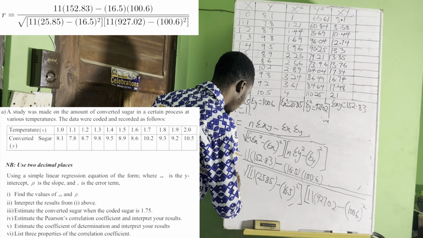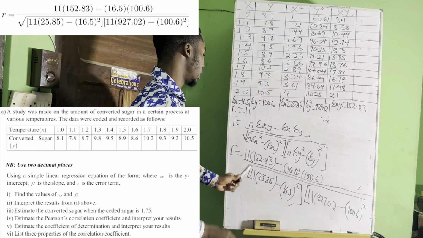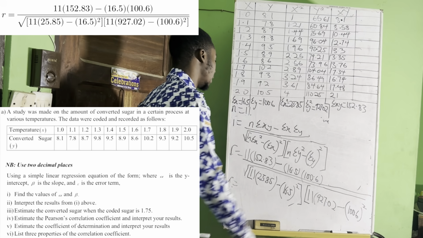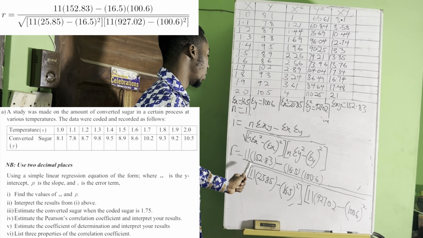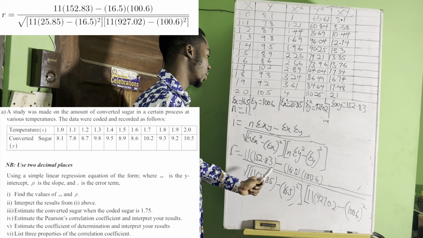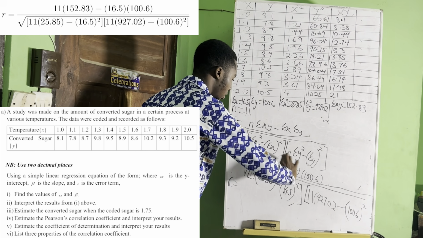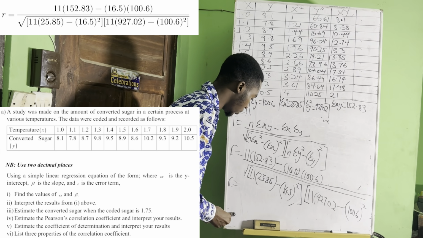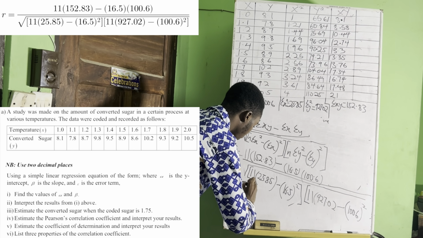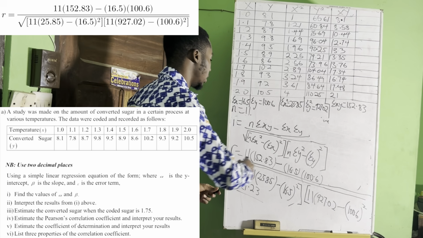All right. So our Pearson's correlation coefficient, our R is equal to 11 into brackets. So I'm doing only the numerator first. So 11 into brackets 152.83 close brackets minus into bracket 16.5 close bracket into brackets 100.6. So only the numerator, the top one, should give us 21.23. So that's only for the top. I've not done anything on the down.